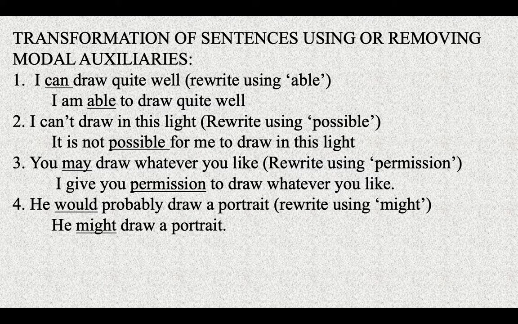Next, I can't draw in this light. Rewrite using possible. It is not possible for me to draw in this light. Next, you may draw whatever you like. Rewrite using permission. So I give you permission to draw whatever you like. Alright, so the last one, he would probably draw a portrait. He might draw a portrait. So you should be able to change the sentence along with what word we have given you.